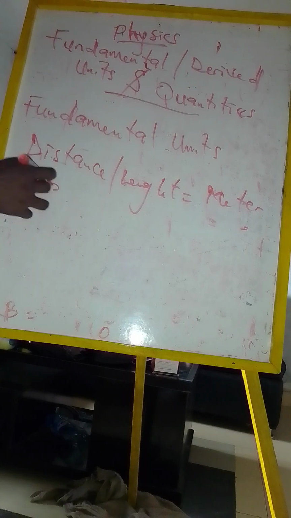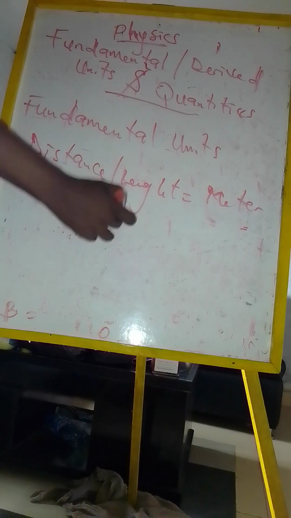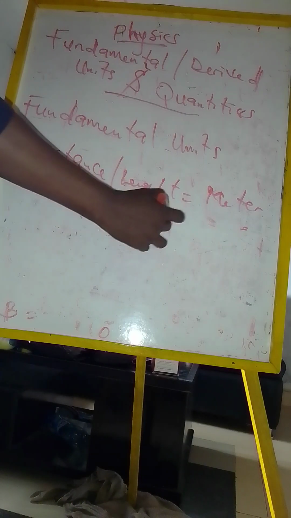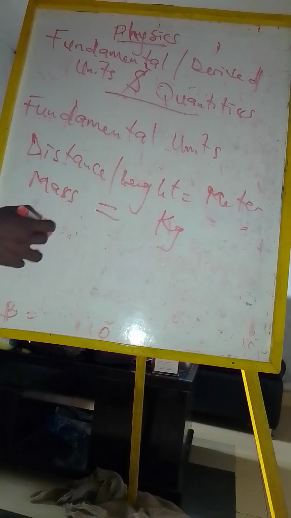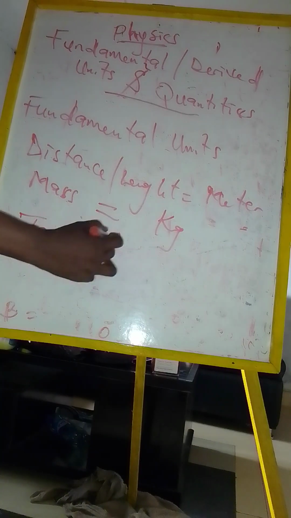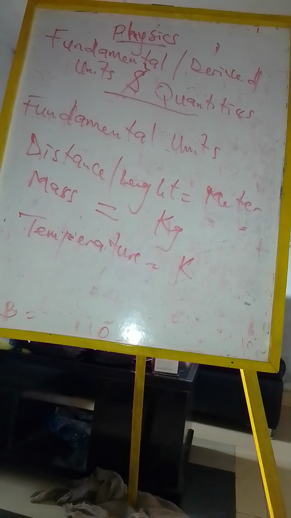If we say we have mass, or we can say weight of an object, how do we measure that? We can measure it using kilogram. Another one is temperature. Like we know, temperature is just the degree of hotness and coolness of a body. Now how do we measure it? What is the basic unit of measurement? Temperature can be measured in Kelvin.